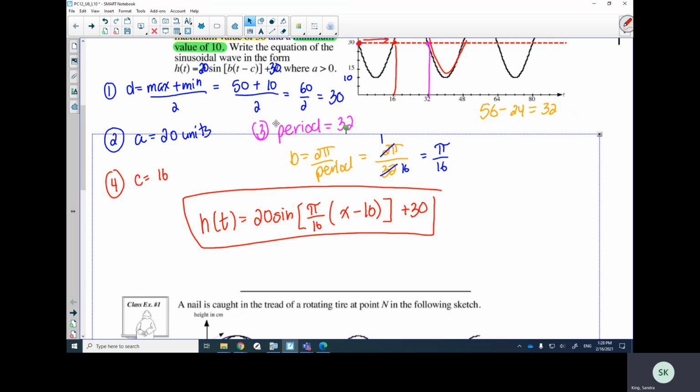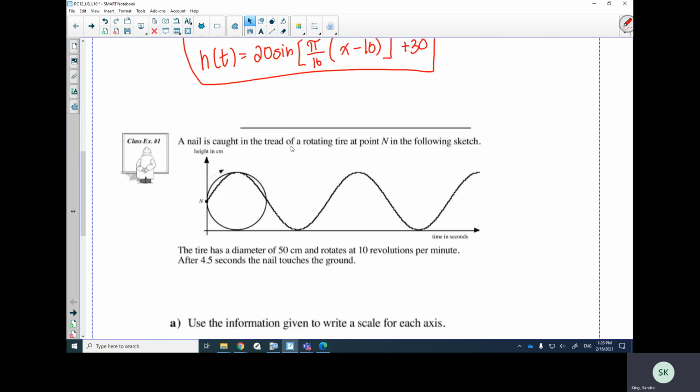So that's what we're going to be doing. We're going to be doing 2 more examples where we're going to be getting an equation from some sort of real life scenario. Okay, here is the first real life scenario. A nail is caught in the tread of a tire, and for whatever reason, they're going to start the graph with the nail right there.